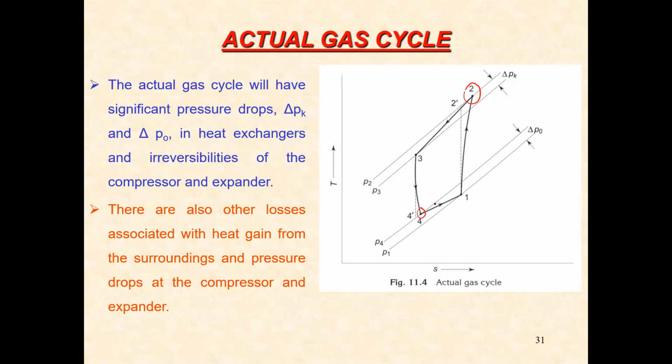So what happens when the air goes into the refrigerator heat exchanger? Refrigerator is a heat exchanger, so there is piping and there is pressure drop. So that is why you can see, if this was the pressure at the exit from the expander, the pressure drops by an amount delta P naught actually, and this is the condition at entry to the compressor.